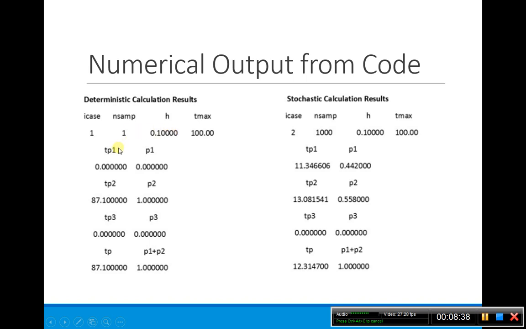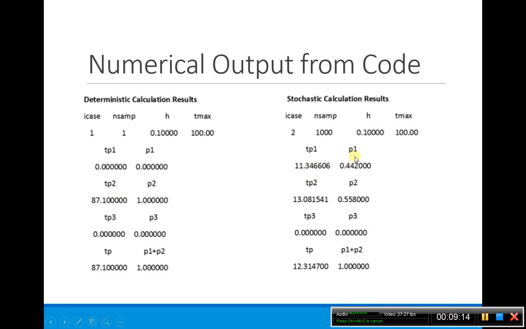Okay, so what this shows is you have two different species, species 1 and species 2. The TP1 corresponds to the time to extinction for species 1. And P1 corresponds to the probability of extinction. So remember, deterministic, you have one result only. So here, species 2 died off. And it died off when you reached about 87.1. When the time was 87.1, that's when the species died off.